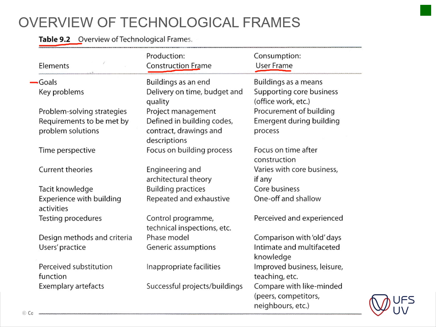So you've got goals, for instance, and you've got building as an end. So the goal is we want to create a building. That's for the production. But now for the user, the building is a means to do their work. Key problems are the delivery on time and budget, quality, supporting core business, etc. So you've got problem solving strategies, problem management for the implementation, and then the procurement of the building.